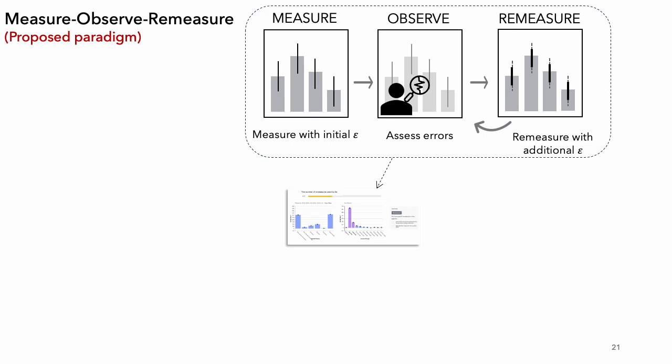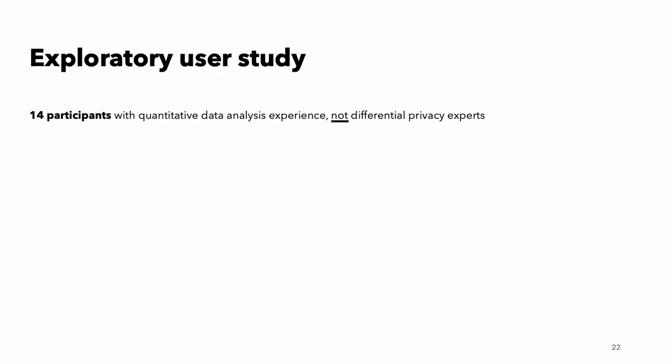However, when analysts use the paradigm in practice, human error can impact results. For example, analysts may struggle deciding how to allocate remeasures, in other words epsilon, across queries, or they may also struggle with using noisy estimates to form beliefs about the unnoised data. Therefore, we conducted an exploratory user study to understand how analysts may interact with the paradigm in practice and learn where their errors may stem from.